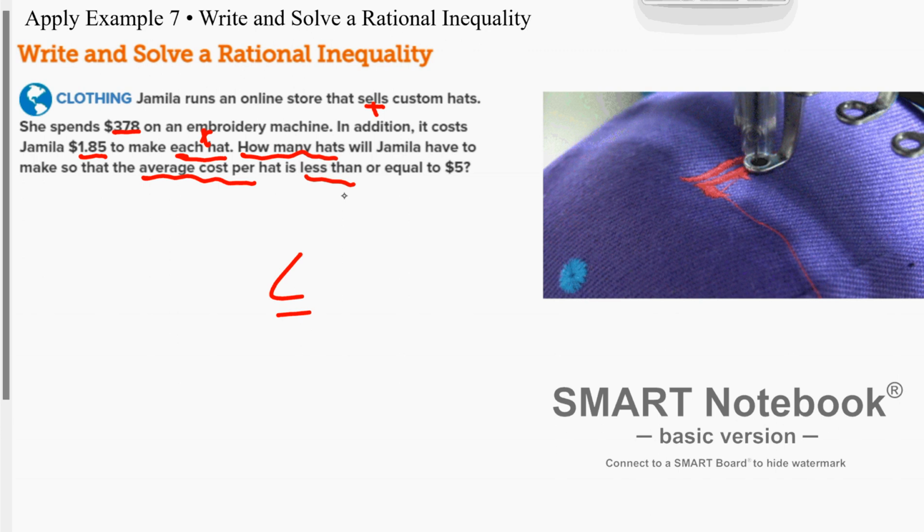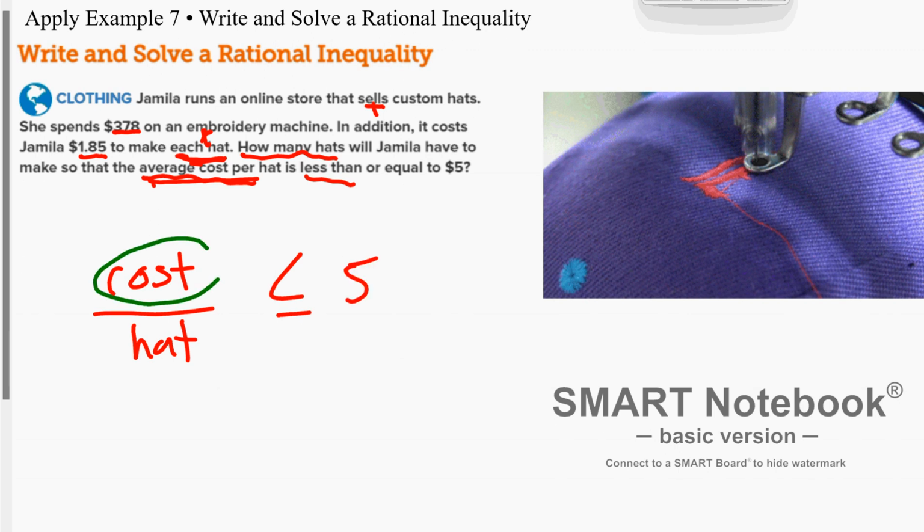Okay, so we know that we want to find the average cost per hat, right? So that is the cost it takes to make the hats divided by the number of hats. We're going to let the number of hats be x, and we want that to be less than or equal to 5, right?